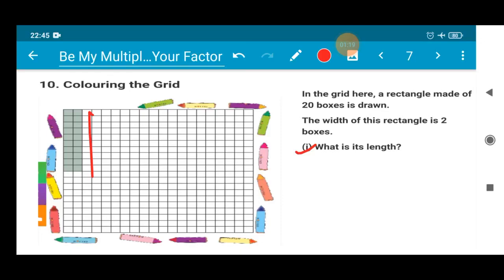Let us count how many boxes are there to make the length: 1, 2, 3, 4, 5, 6, 7, 8, 9, 10. So in order to form the length, how many boxes are used? 10 boxes. So the length of this rectangular figure is 10 boxes, and the breadth is 2 boxes, which is already given in the question, right?